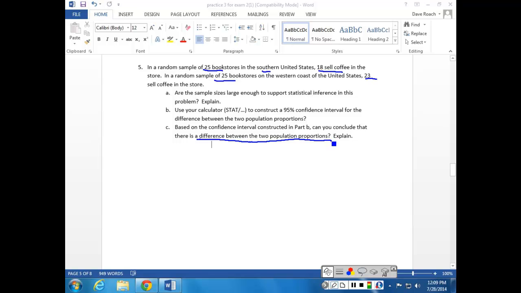Let's go with 10. But in the South, we had 18 yes and 7 no. 7's not bigger than 10, so not big enough. In the West, we had 23 yes and 2 no. By any standard, 2 no's makes this a not large enough sample.